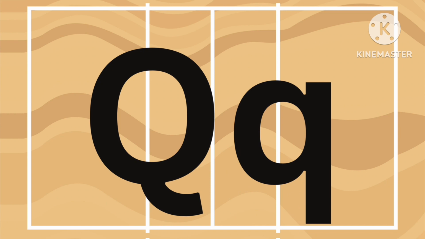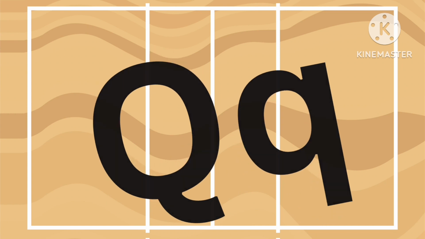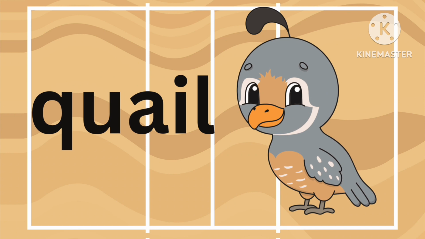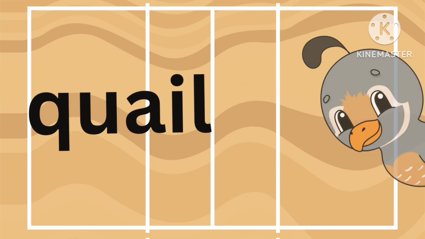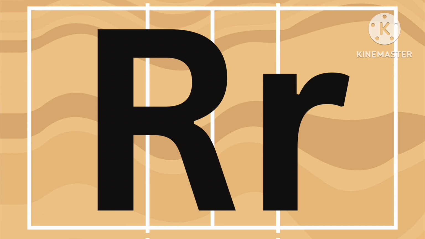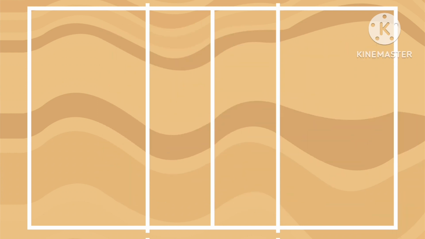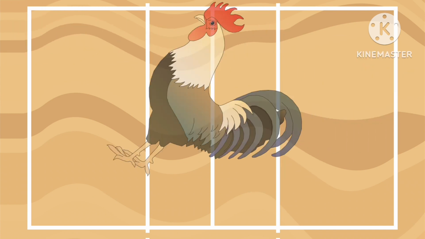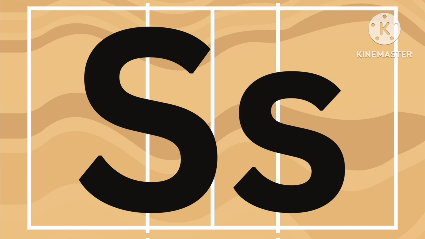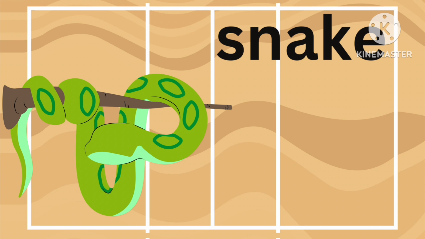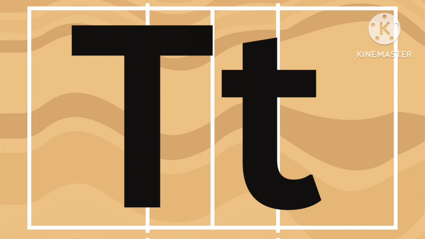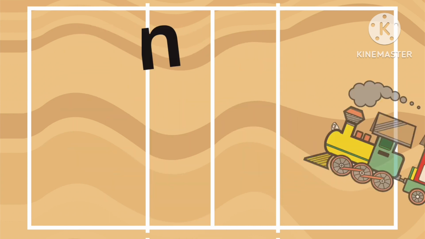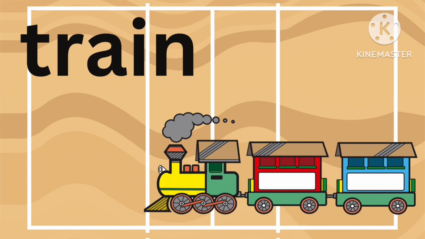Q. Q for quail. R. R for rooster. S. S for snake. T. T for train.